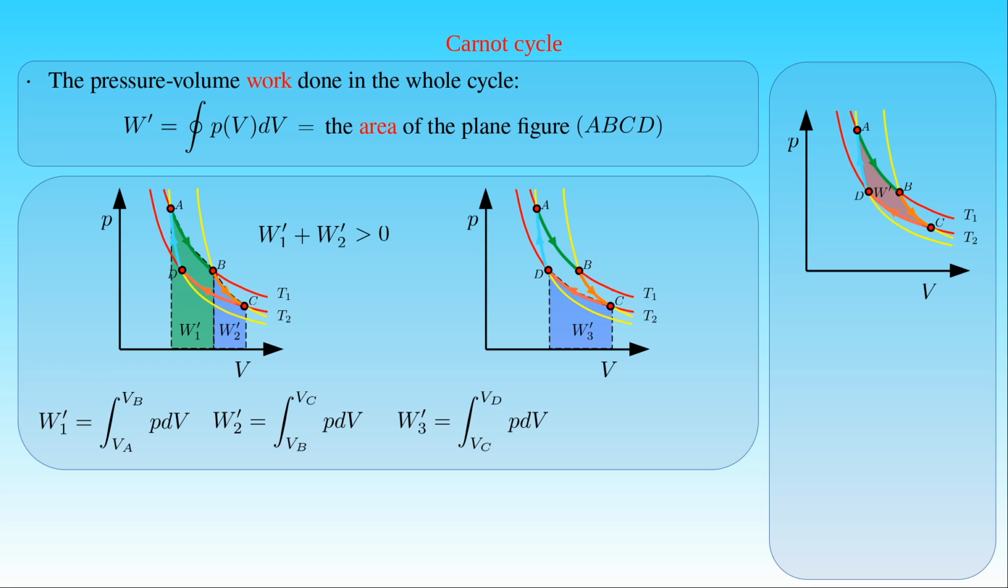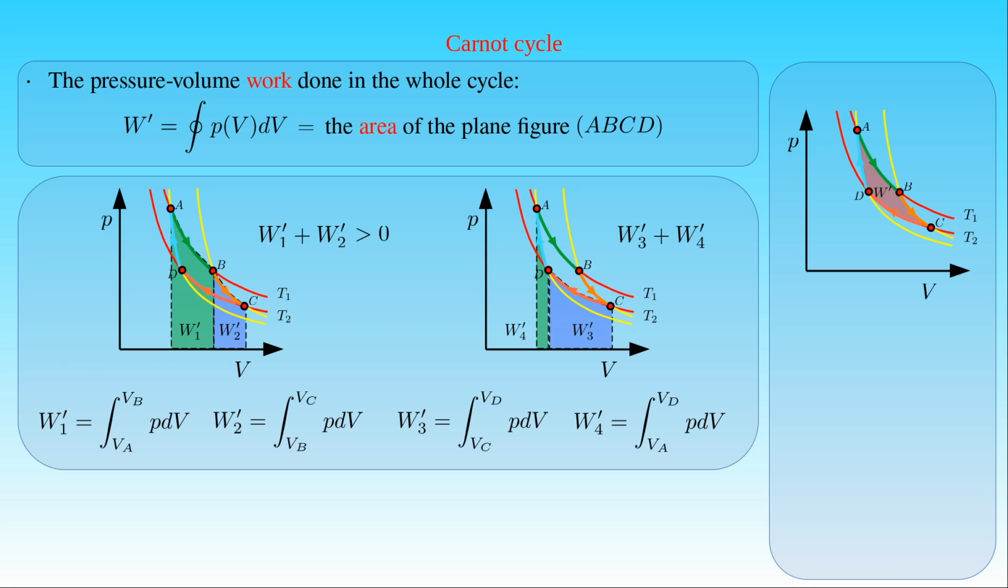Similarly, in the fourth process represented by the curve connecting the points D and A, the work W'4 done by the system is equal to the integral of the pressure P with respect to the volume V from the initial volume VD of the system to its final volume VA. This integral is equal to the green area of the plane figure under the curve connecting the points D and A. The total work done in the two processes is the sum of the work W'3 and the work W'4.